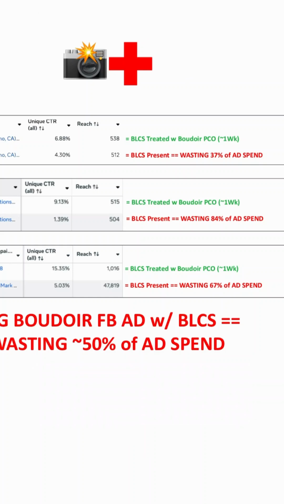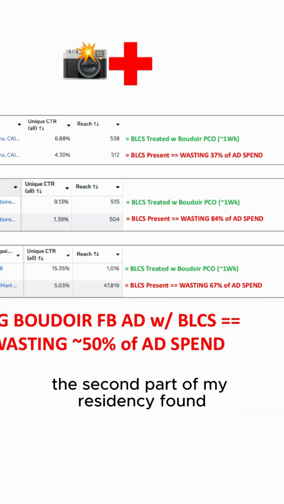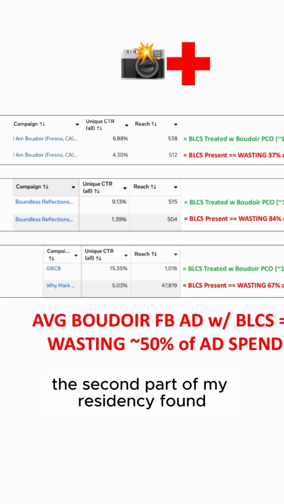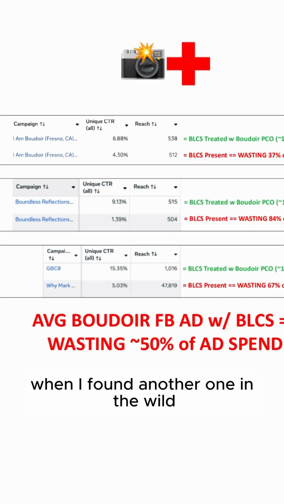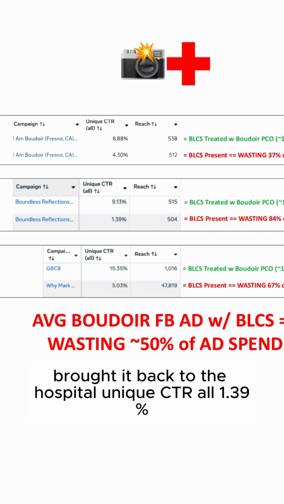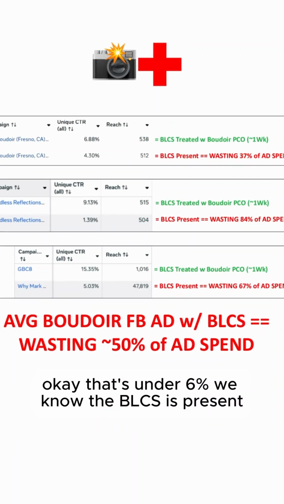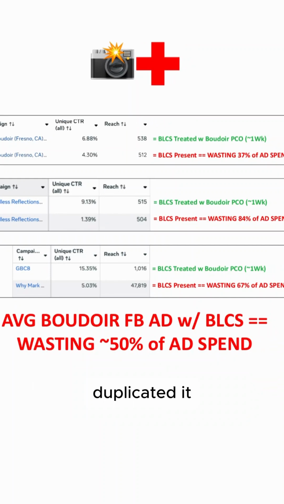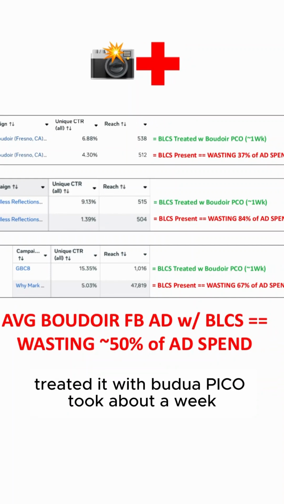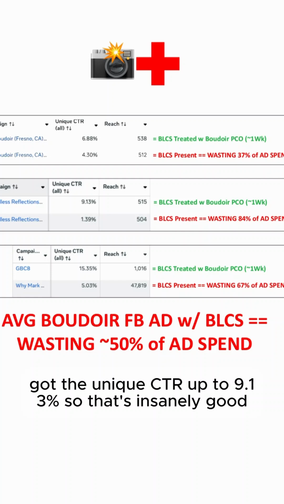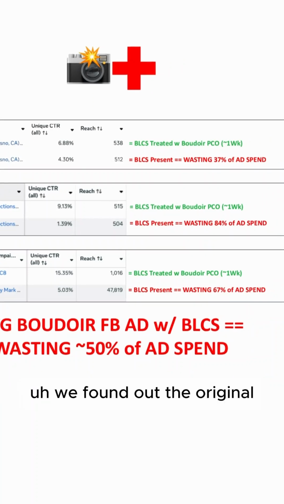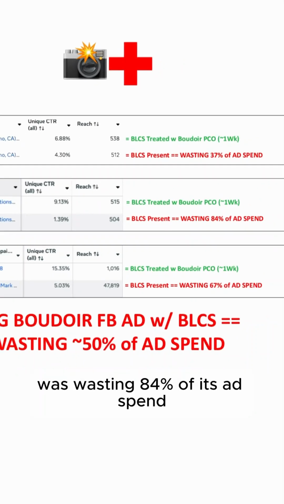Now, the second part of my residency, found another one in the wild, Boudoir Facebook ad, brought it back to the hospital. Unique CTR 1.39%. Okay, that's under 6%. We know that BLCS is present. Duplicated it, treated it with Boudoir Pico, took about a week, got the unique CTR up to 9.13%. So that's insanely good. We found out the original was wasting 84% of its ad spend.